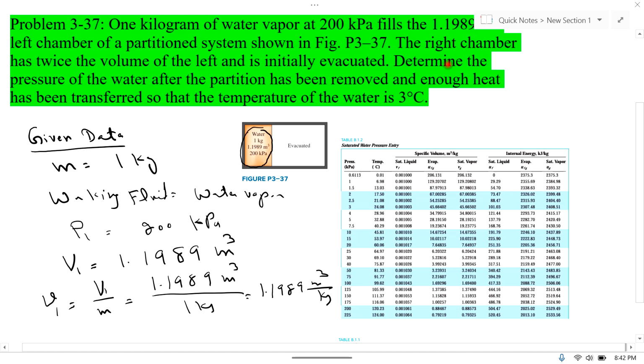The right chamber has twice the volume of the left and is initially evacuated. Initially this is empty. Determine the pressure of the water after the partition has been removed. When the partition is removed, the final volume will be the total volume. Let's suppose this is V1, so this is twice of this volume. It means that this is 2V1.